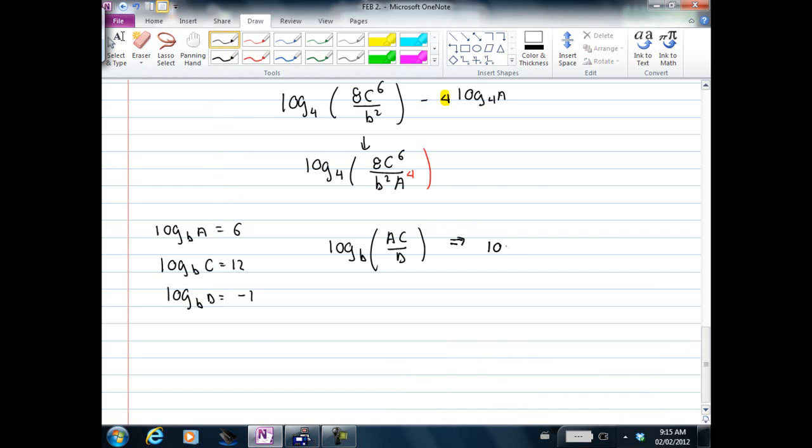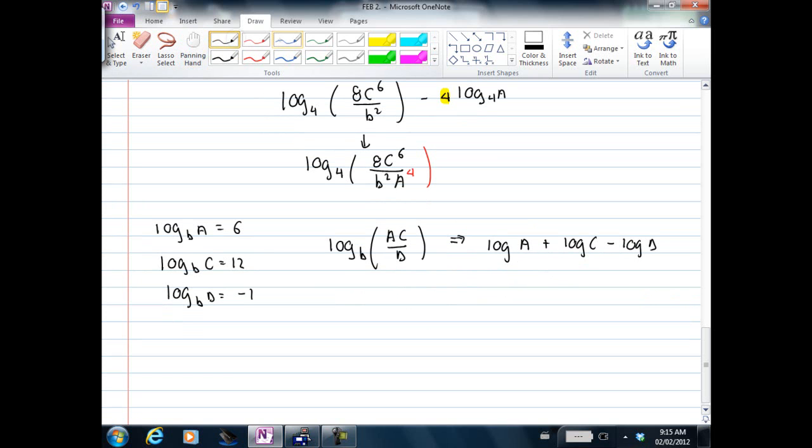You get log A plus log C is correct. Yeah, keep going. Minus log D. That's correct. See? If I were to expand this out, would you agree this is what I get? Oh, yeah, I would. So let's have little b here, and a little b here.